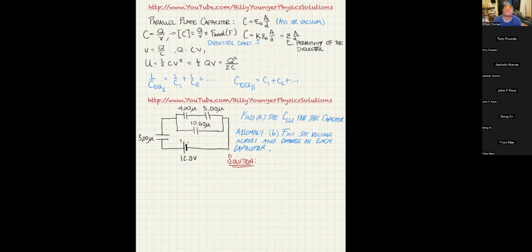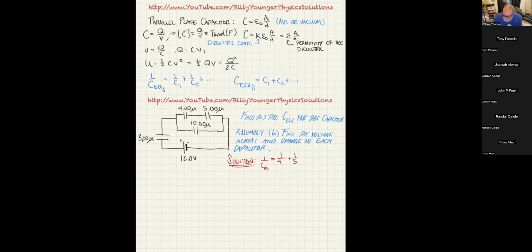And of course, we know the formula for capacitors in series is the 1 over C equivalent equals 1 over C1 plus 1 over C2. So what we can say is, let me do this a little differently, 1/C45. In other words, the equivalent capacitance for the 4 and 5 microfarad capacitors is 1/4 plus 1/5. Notice how I don't care about the micros and all that stuff. I can still work it out just fine.